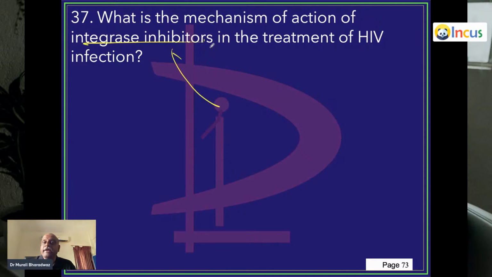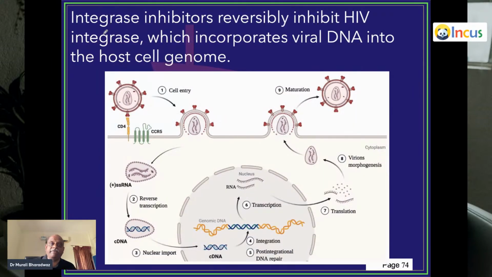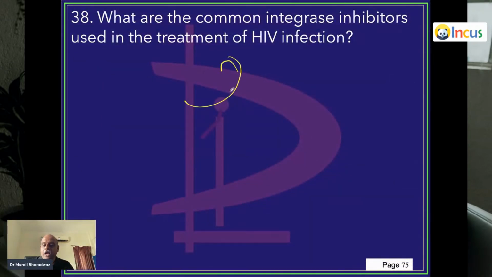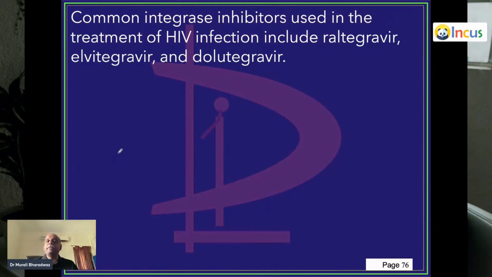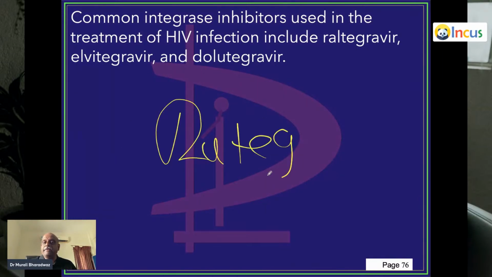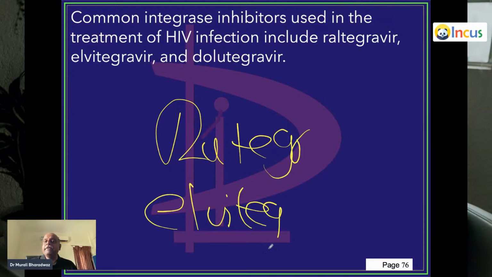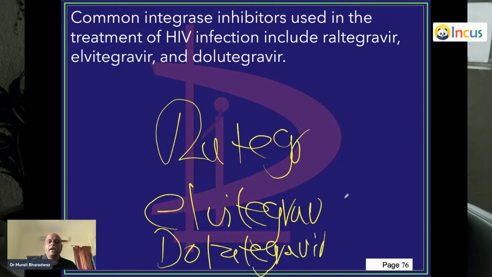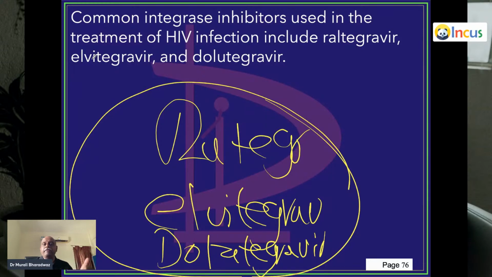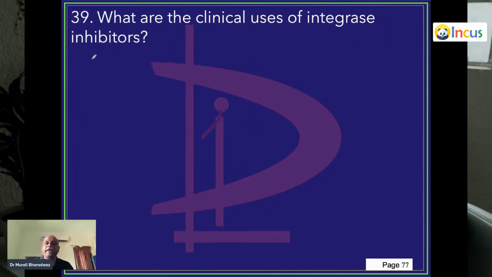What is the action of integrase inhibitors in the treatment of HIV infection? Integrase inhibitors inhibit the HIV integrase, which incorporates the viral DNA into the host DNA. That is the function of integrase. What are the common integrase inhibitors, doctor? Raltegravir, elvitegravir, dolutegravir. They are the common integrase inhibitors.